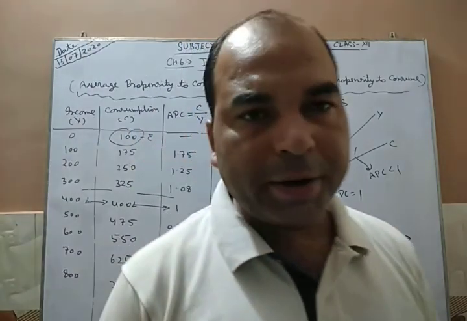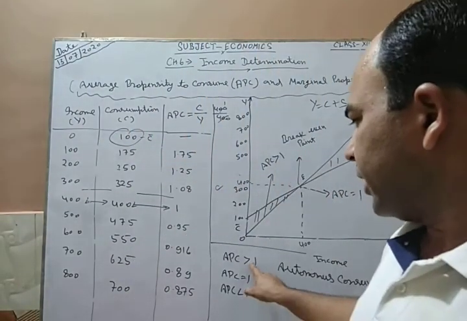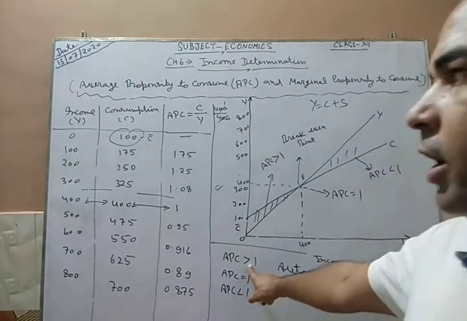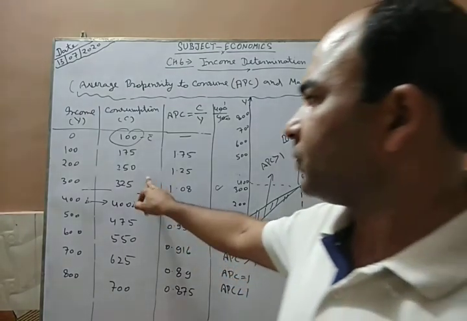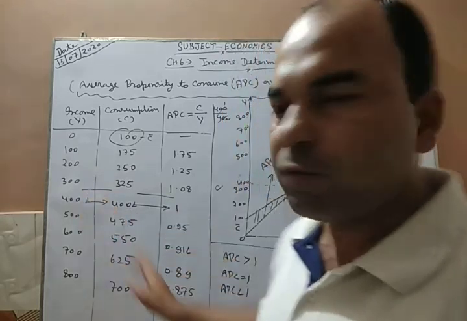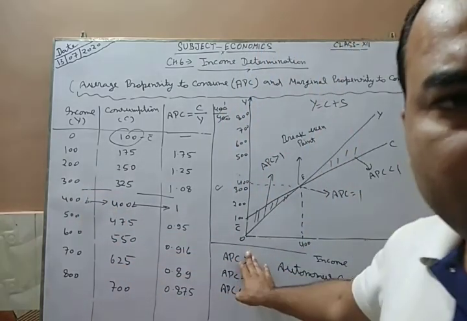APC can be greater than 1. तो कब greater than 1 होगा? APC is greater than 1 when consumption is greater than income. It is before the break-even point. Is it clear to students?